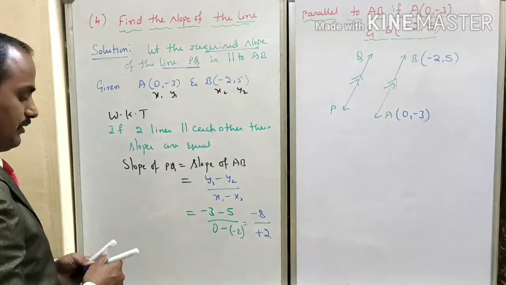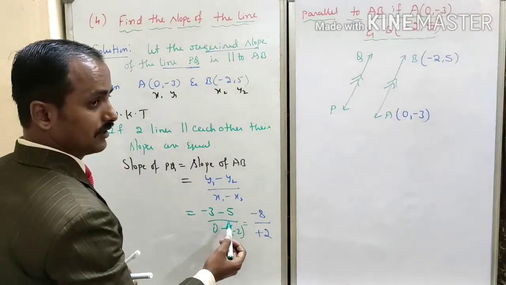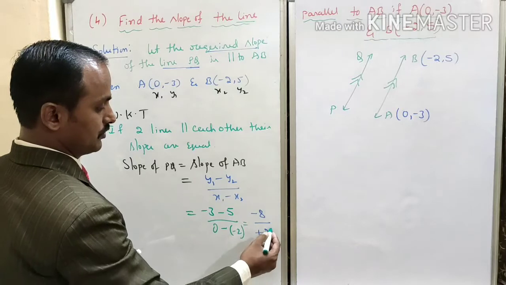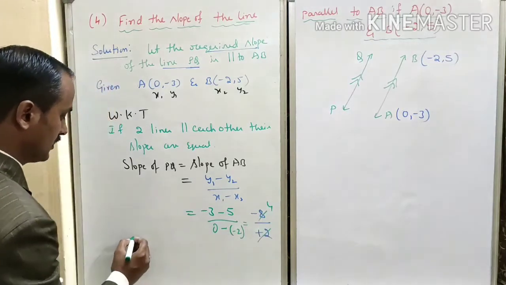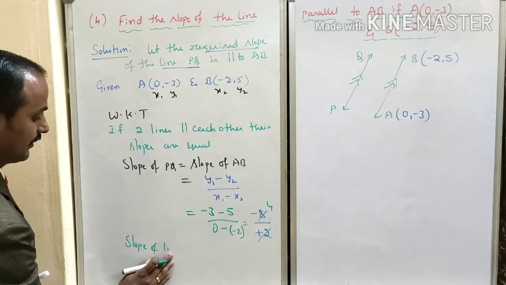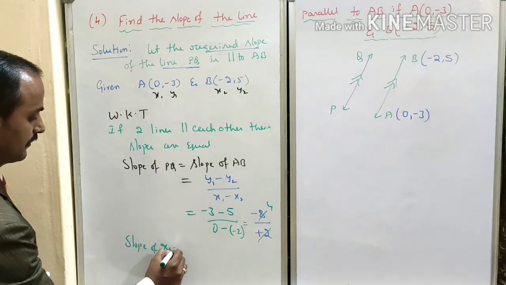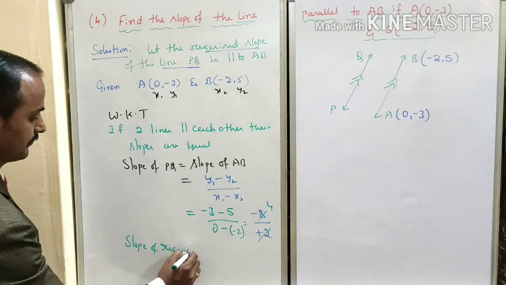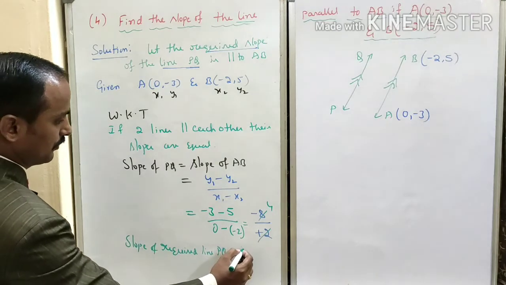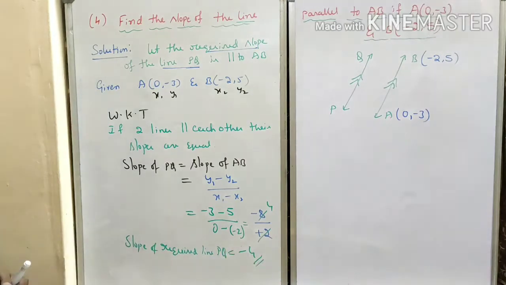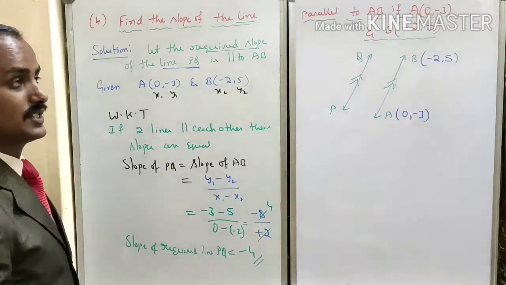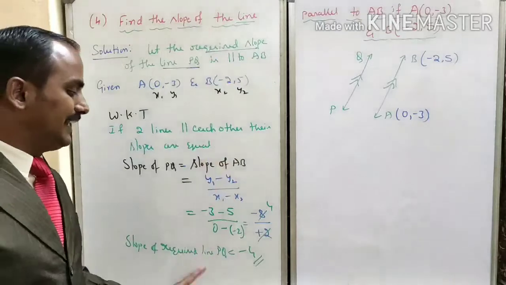Then what is the next step? Addition, same like signs, because minus 3 minus 5 became minus 8. Then minus into minus is plus, 2 ones are 2, 4. Hence the slope of the required line PQ is equal to minus 4, dear children. Is it correct? Minus into plus minus, 2 ones are 2, 4. Minus 4 is the answer of the required slope of the line.